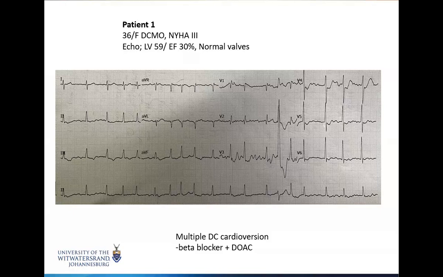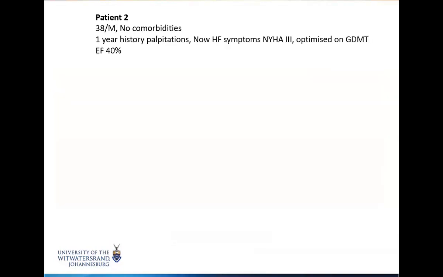So one of the students, do you know what the diagnosis is from this ECG? Great, so this is atrial fibrillation. So this patient was appropriately managed for atrial fibrillation. She had multiple DC cardioversions for the atrial fibrillation, and had been started on beta blockers as well as anticoagulation, as is recommended by the guidelines.